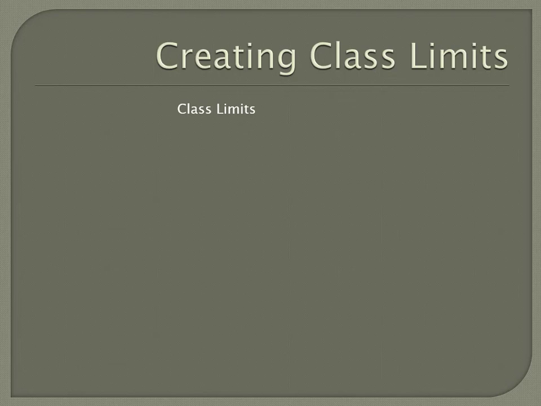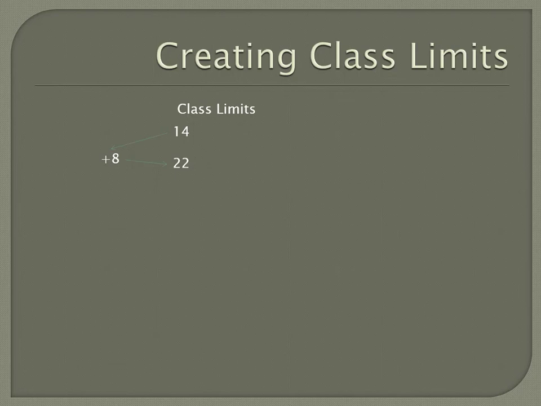Let's talk about how to create our class limits. In order to create our class limits, what we're going to do is start with the lowest data entry. And in our case, the lowest data entry was 14. Now, we calculated the class width to be 8. So I'm going to add 8 to that 14, which is going to give me 22. That's going to be the next lower class limit. So it's going to be the lower class limit of the second class.